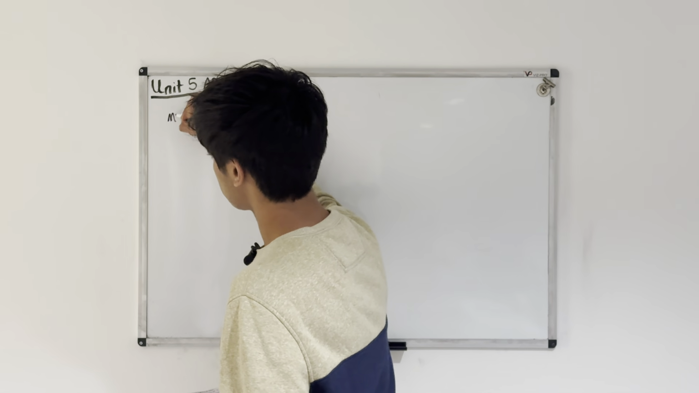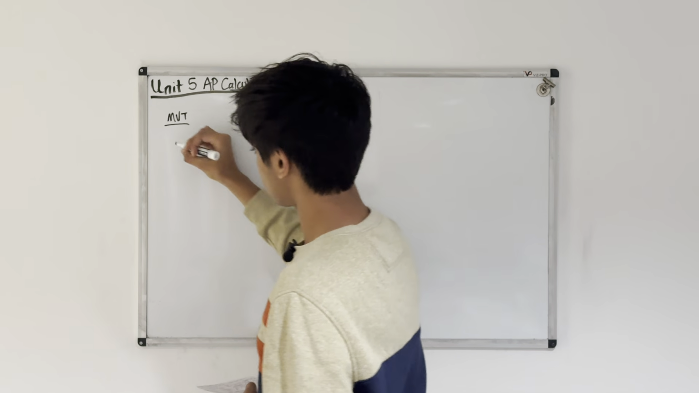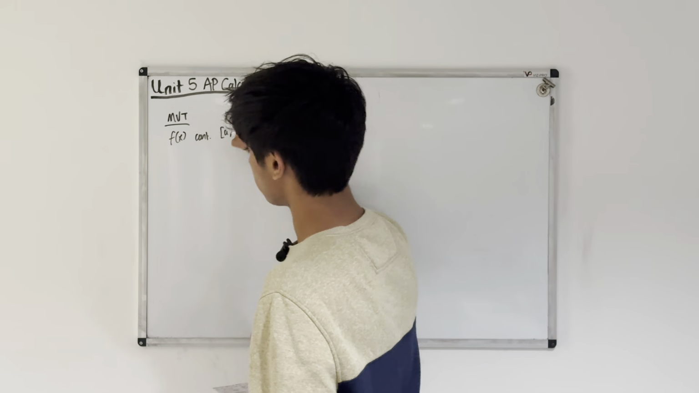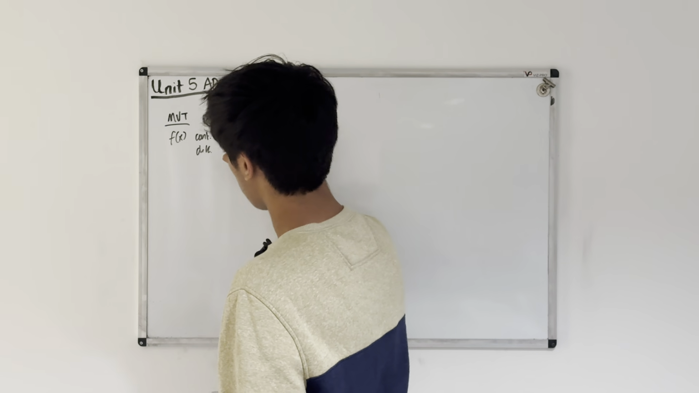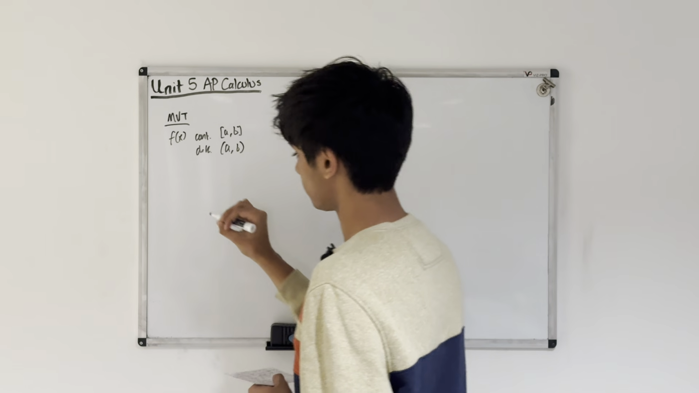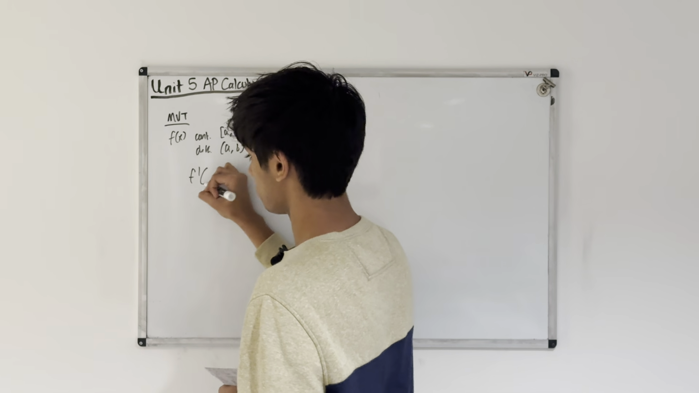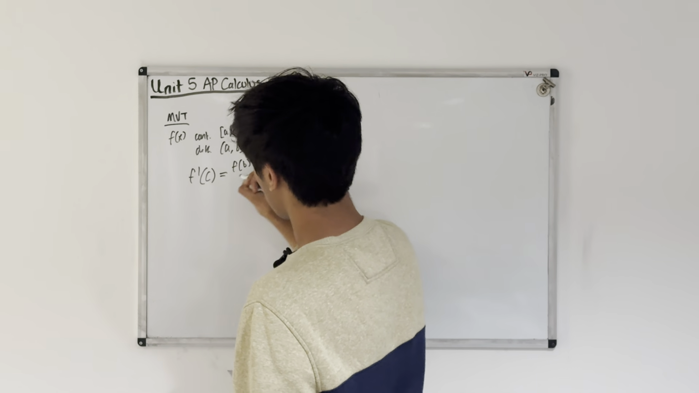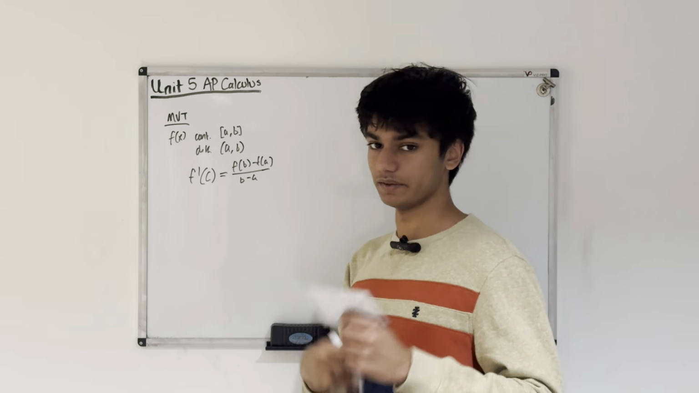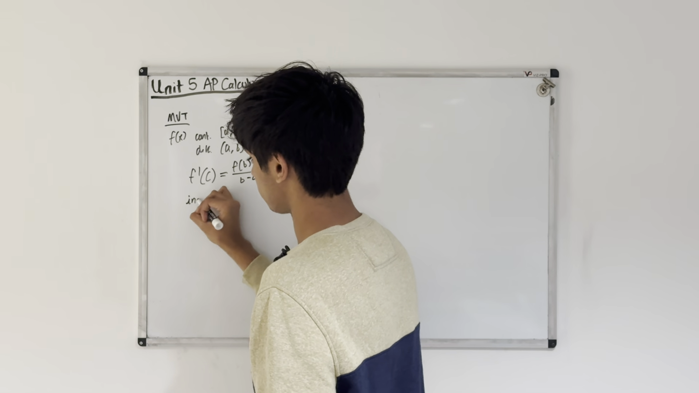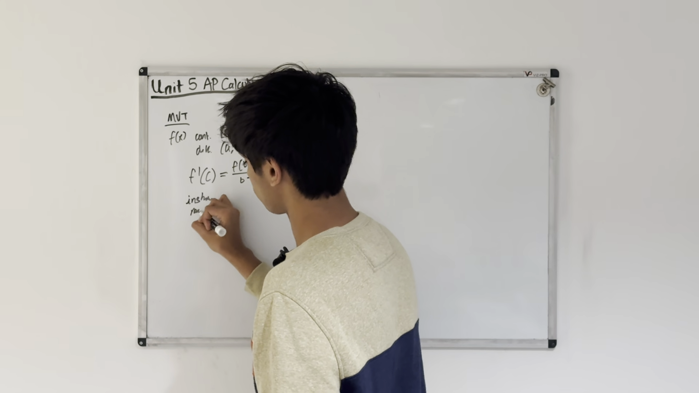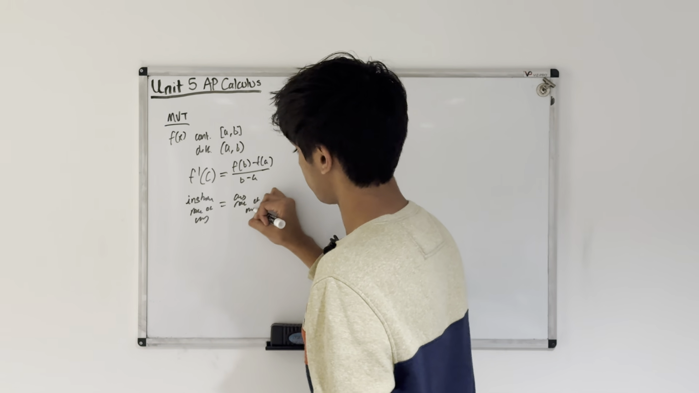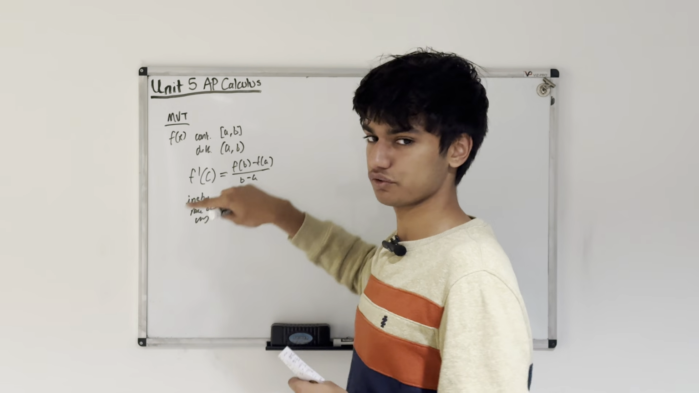So the mean value theorem states that for a function f of x, if it's continuous on a closed interval [a, b], and differentiable on the open interval (a, b), then there has to exist some c such that f prime of c is equal to f(b) minus f(a) over b minus a. So in normal words, what it's saying is that there has to be some instantaneous rate of change that equals the average rate of change from a to b, which makes sense because it's continuous and differentiable on that interval.